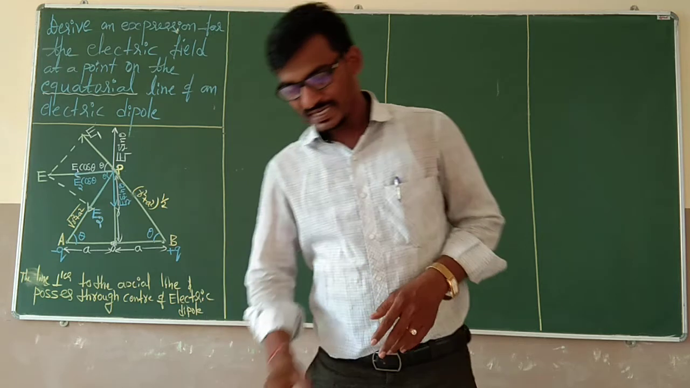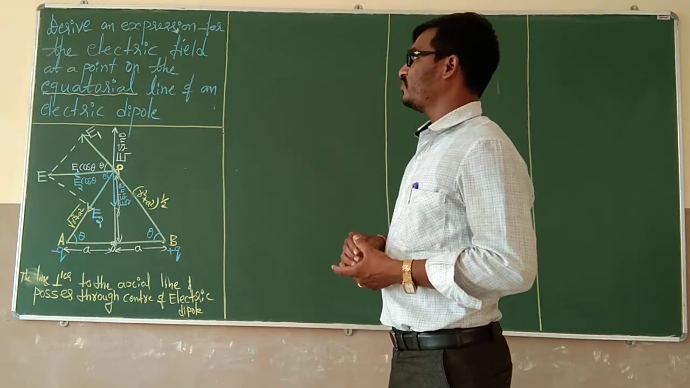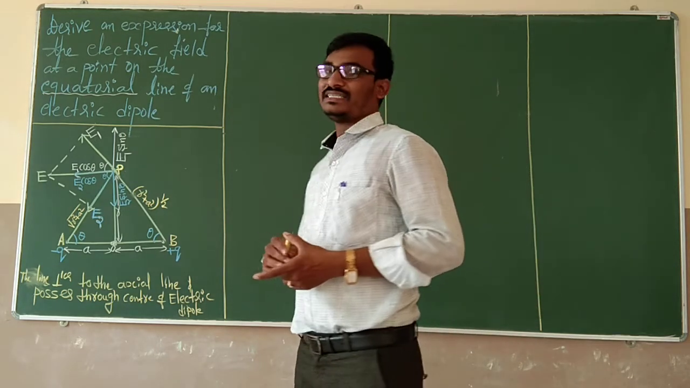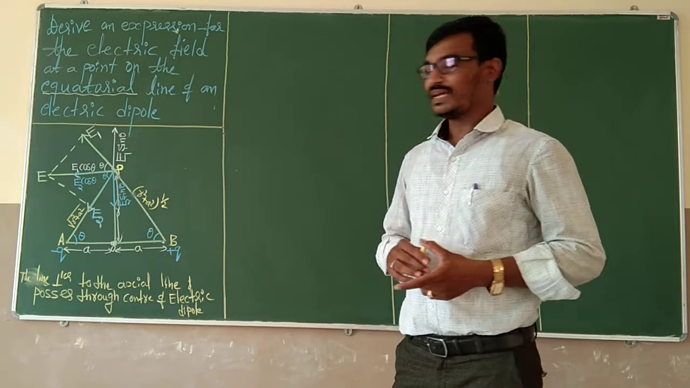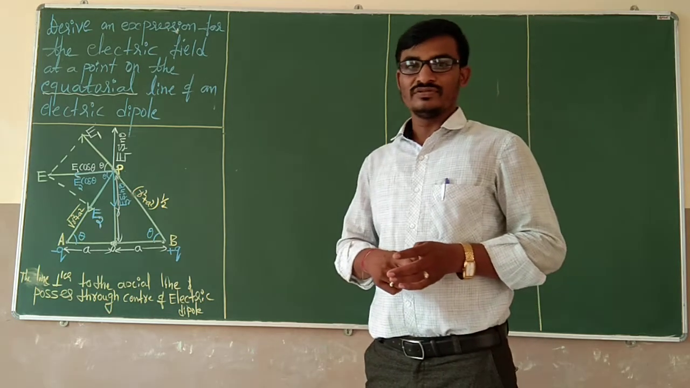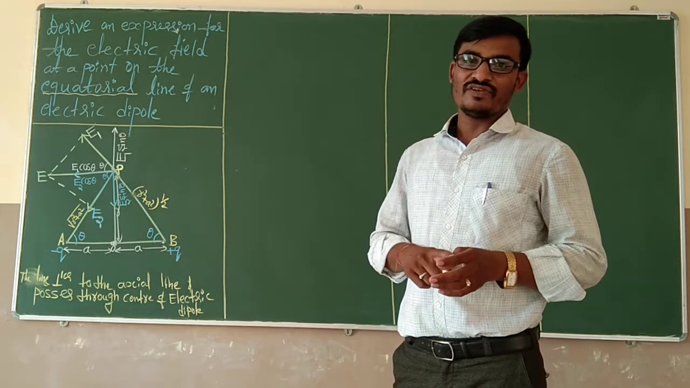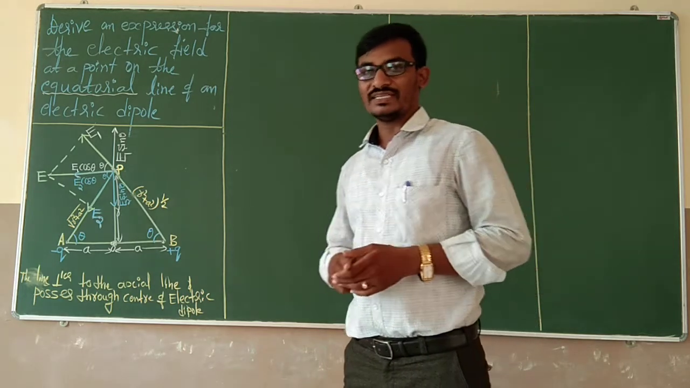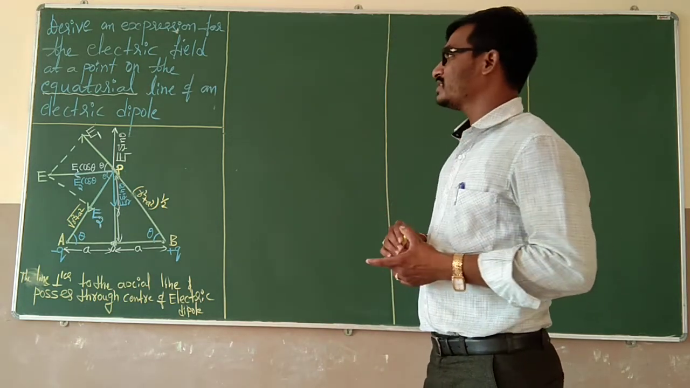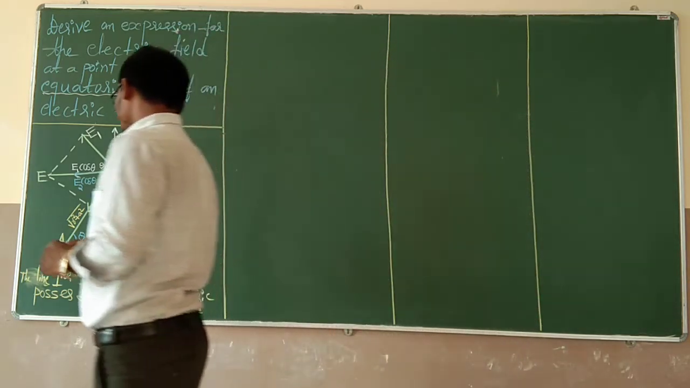Today we are going to discuss one of the concepts: derive an expression for electric field at a point on the equatorial line of an electric dipole. In all the previous videos we discussed the meaning of electric dipole, the direction of the electric dipole, and what the electric dipole axis means. But here is one of the derivations for the PU board, and this is very important for 5 marks. Let us see here, dear students.